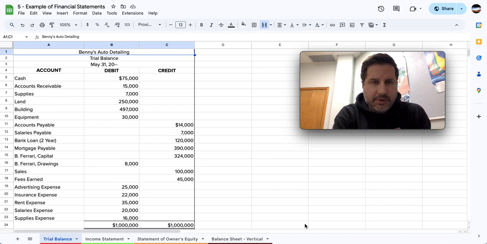If you recall from your grade 11 course, the trial balance shows all of our accounts and they're listed with the balance sheet accounts listed first, followed by our income statement accounts. And our balance sheet accounts are obviously assets, liabilities, and owner's equity. Revenues and expenses go on the income statement.